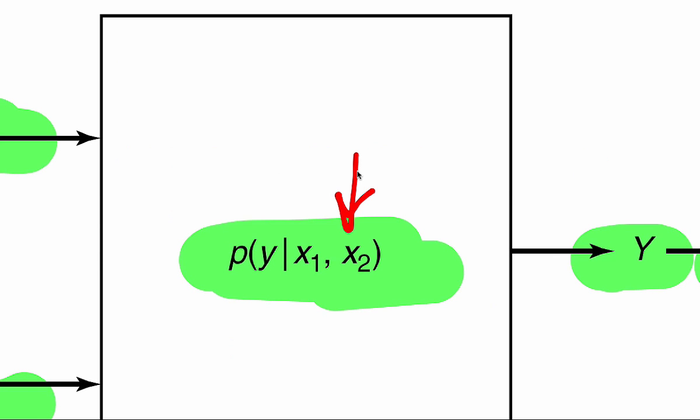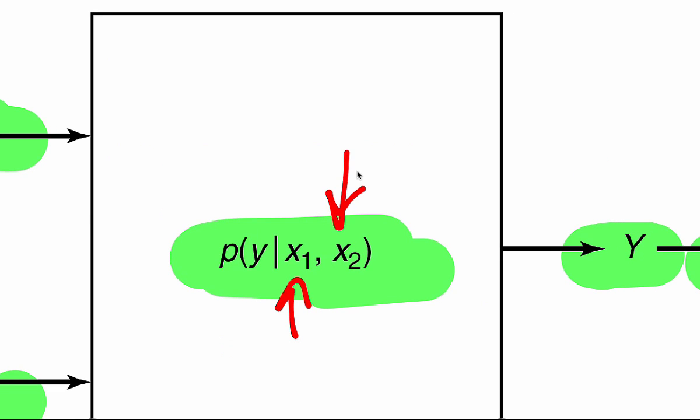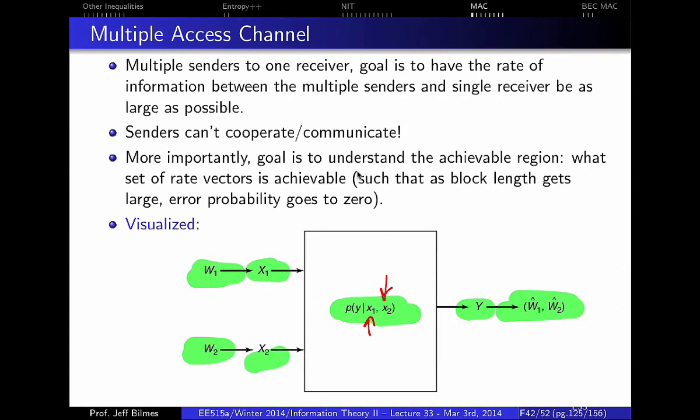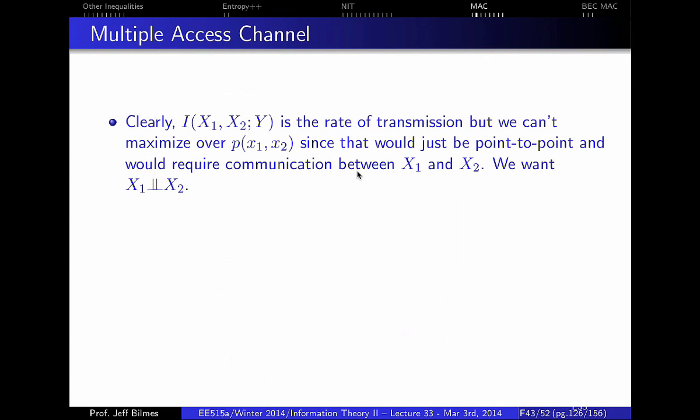If x2 is something, it might restrict. Conditioning on a particular x2, the channel between x1 and y might be very, very noisy, or might be very, very clear. We don't know. And like I said, x1 and x2 can't cooperate.